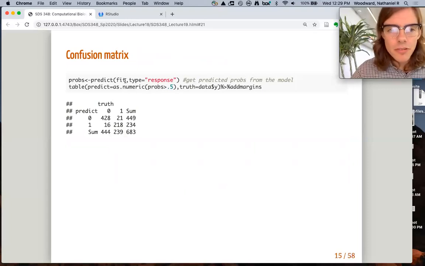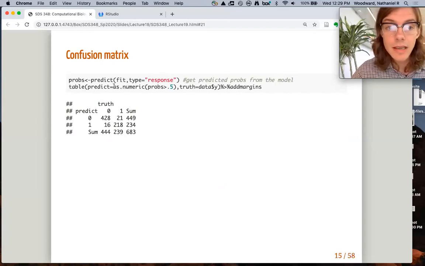So if we take that model from before, you can use it to get the predicted probabilities. Just do model, whatever you saved it as, and then type equals response, and that'll give you the predicted probabilities. And then you can table those probabilities with the true values.